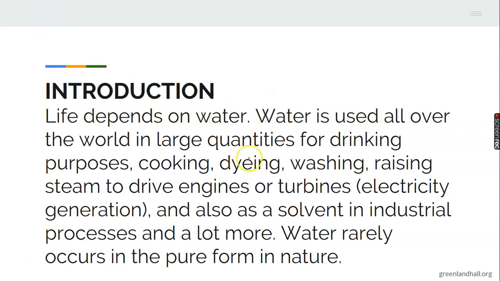Water is used all over the world in large quantities for drinking purposes, cooking, dyeing, washing, raising steam to drive engines or turbines, which are used in electricity generation, and also as a solvent in industrial processes and a lot more. Water rarely occurs in pure form in nature. That means you rarely find pure water in its natural state.